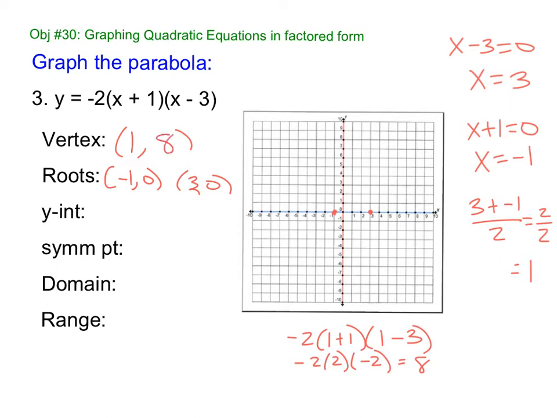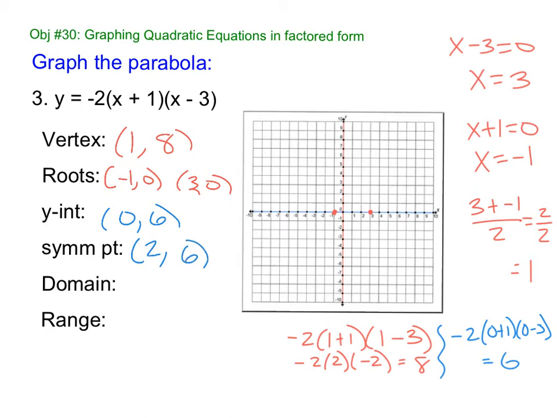So 1, 8. Y-intercept is the exact same thing as we just did, but plugging in a 0 instead. So it's -2, 0 plus 1, 0 minus 3. So that gives us a 6. 0, 6, double my vertex, 2, 6.